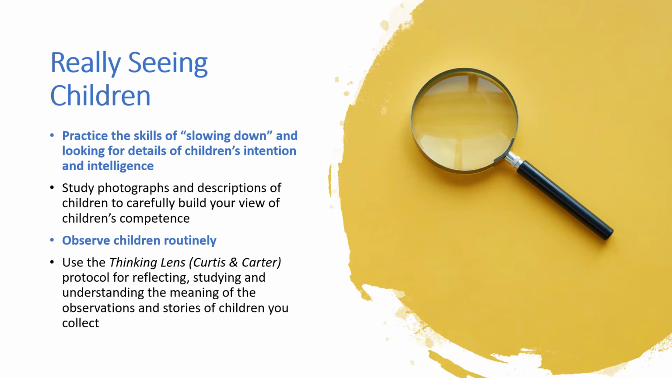So we can use a thinking lens to reflect and study and understand the meaning of observations in the stories that we collect. At the end of this content talk, you can go and look for the Thinking Lens attachment that I've placed on Blackboard. This is by Deb Curtis and Margie Carter. And in fact, the idea of intentionally slowing down in the classroom and looking for details of children's intention and intelligence is a part of their work from their book called Really Seeing Children.